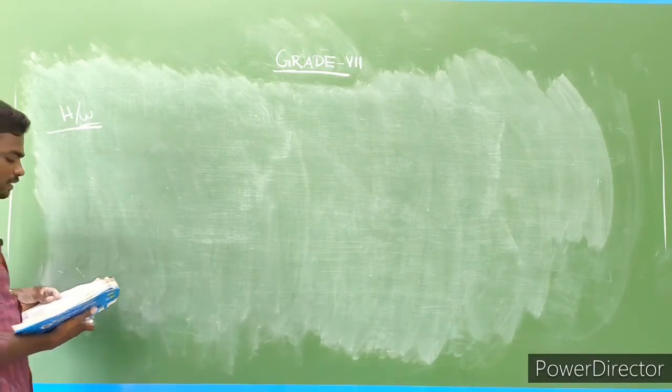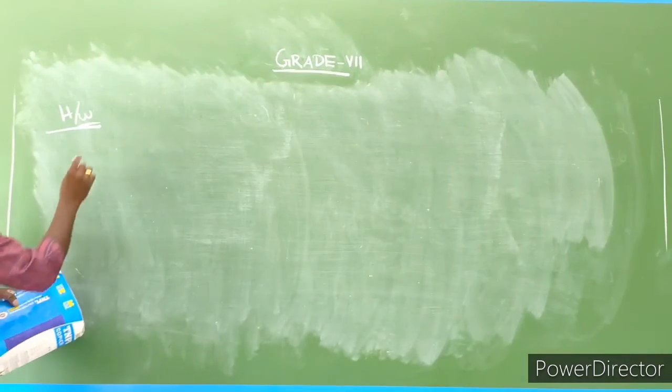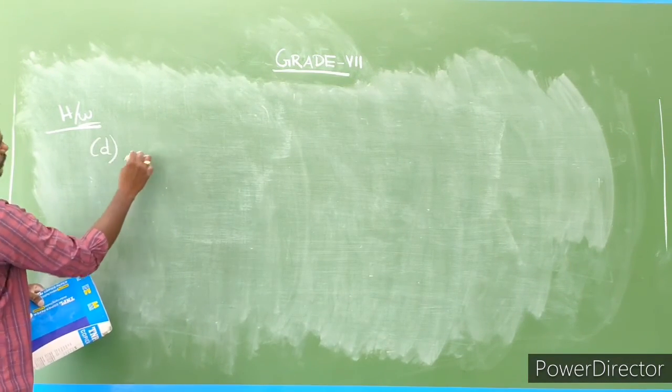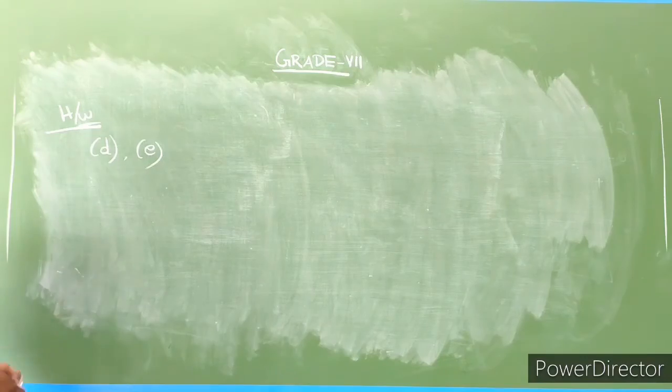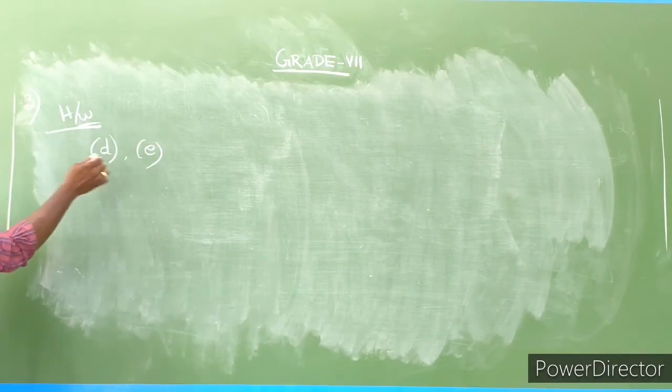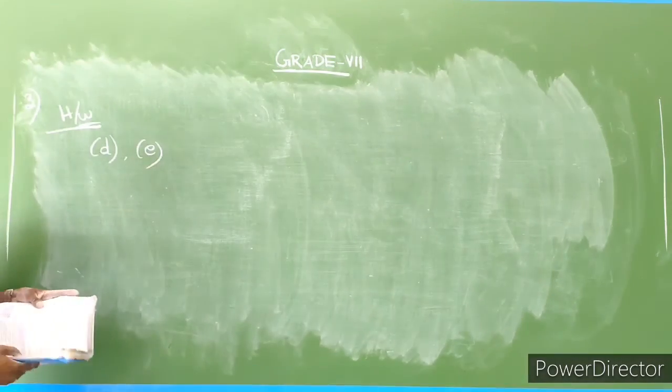So in this pattern, in your third pattern, D and E questions are your homework sums.